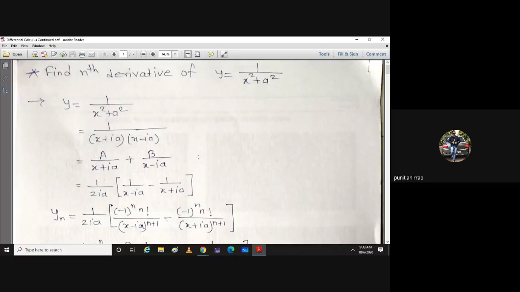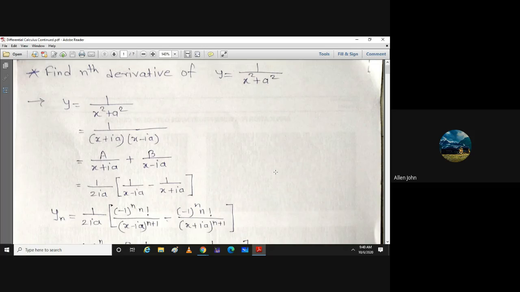Sir, please repeat once more. a into x minus ai plus b into x plus ai is equal to 1. You find out those coefficients a and b by substituting x is equal to ai, and in the next stage x is equal to minus ai. Check whether you are getting a as 1 upon 2ai and b as minus 1 upon 2ai.